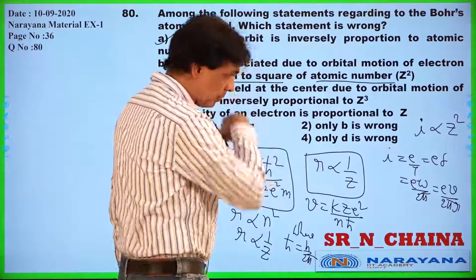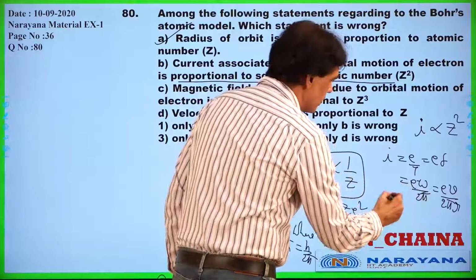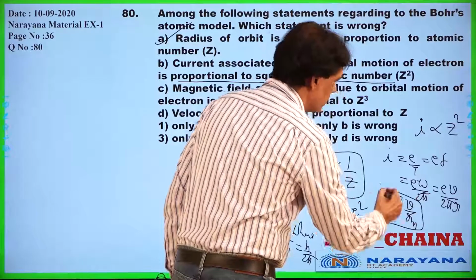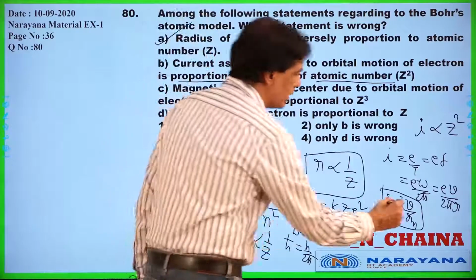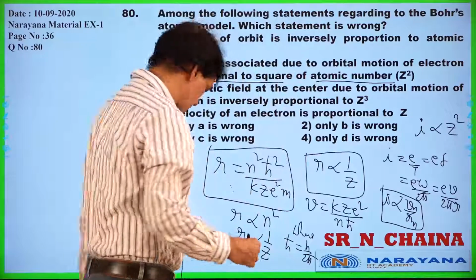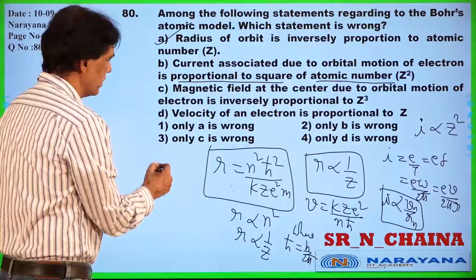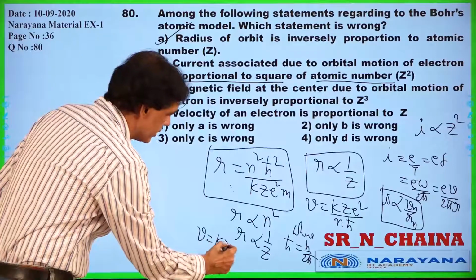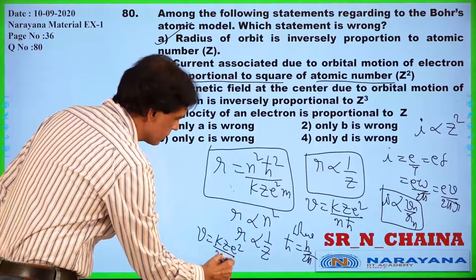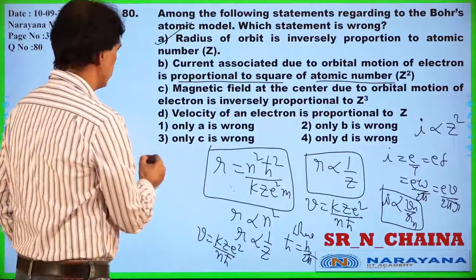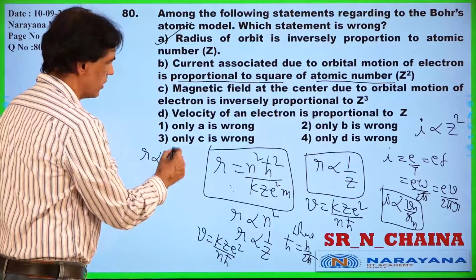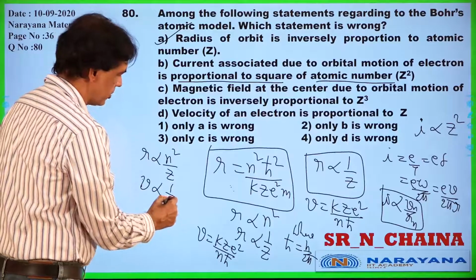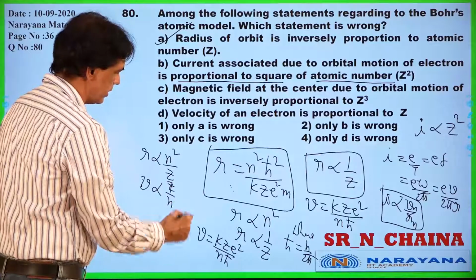So if you consider this formula for I, I is proportional to v_n by r_n. So we can write from the v formula: what is v? v is k Z e square by n h cross. From these two formulas, what we can understand is r is proportional to n square by Z, and v is inversely proportional to n, or Z by n, like this.